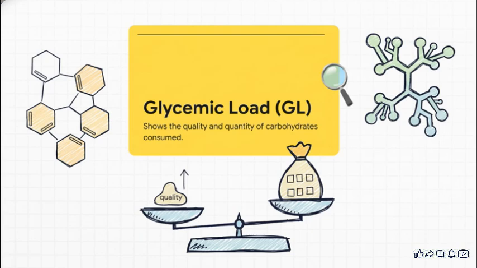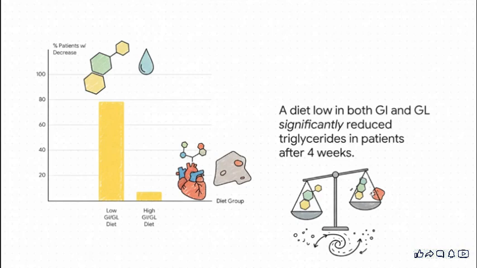It doesn't just factor in how fast the sugar hits your system, but also how much sugar you're actually getting in a serving. So it's looking at both the quality and the quantity. And why is this so important? Well, just look at this. A 2022 study on patients with type 2 diabetes found something stunning. After just 4 weeks, almost 80% of patients on a low GI and low GL diet saw their triglycerides, that's a type of fat in your blood, go down. Now, compare that to only 7% of those on a high GI and high GL diet. I mean, this just brilliantly shows the direct, powerful impact of choosing the right kind of carbs.